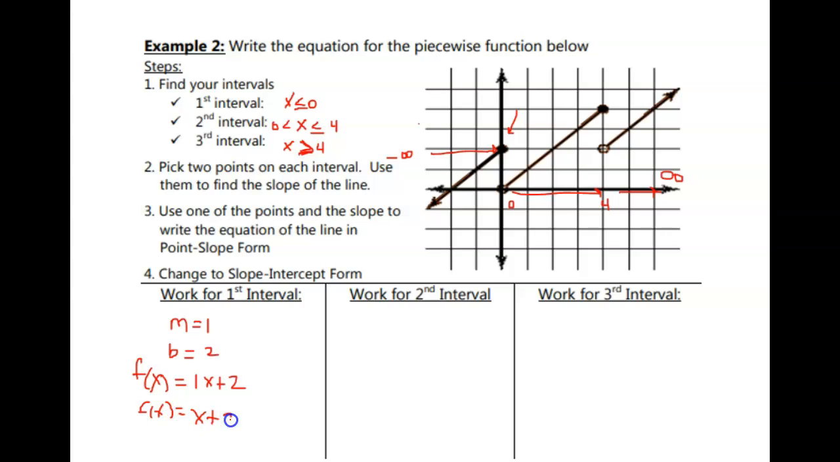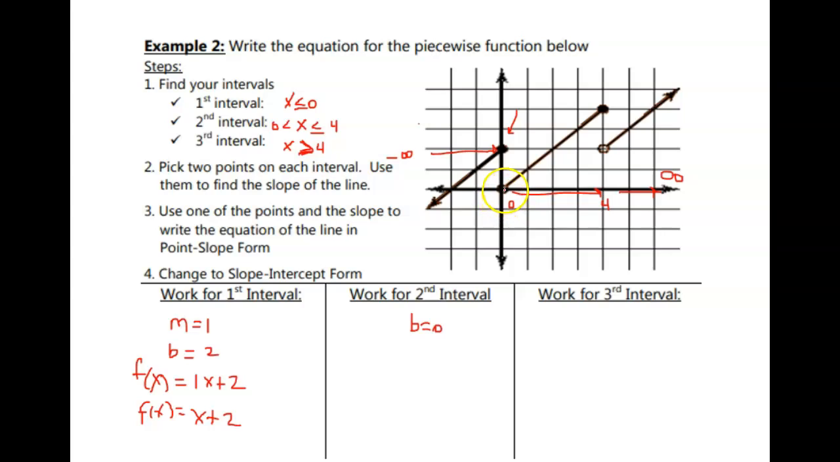All right, the second part of the function will do the same thing. I'm going to look at this interval here between 0 and 4, and I'll go ahead and write what this line is. Again, I'm still going to use my y equals mx plus b, my slope-intercept form, because I see the intercept, and I can easily see what this slope is. Notice the y-intercept is at 0, so my b is equal to 0.